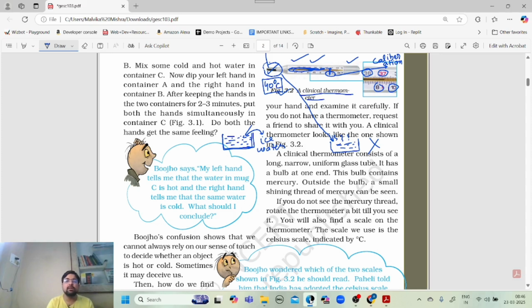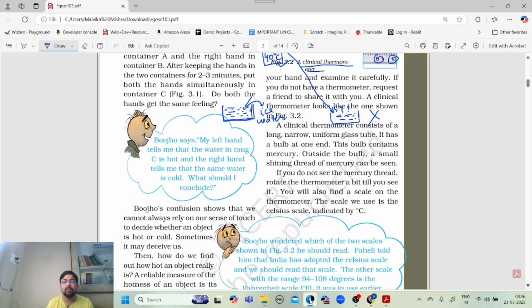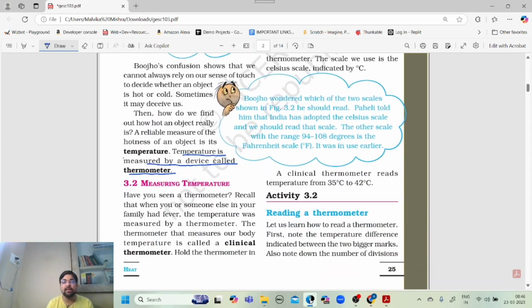Why? Because this is the limitation of this clinical thermometer. Clinical thermometers are designed to measure temperature between 35 degrees Celsius to 42 degrees Celsius only, because these are meant for measuring the human body temperature only. So these are not devised in a way to go beyond this.